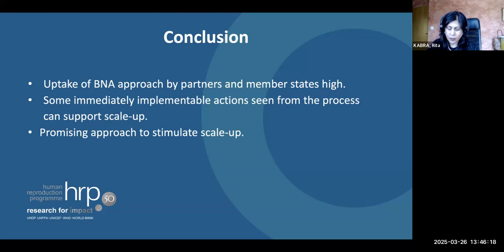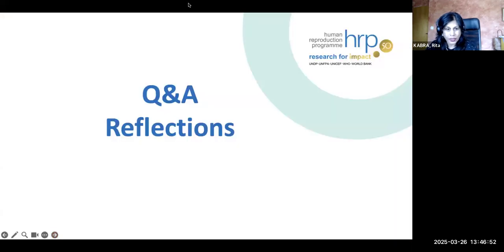And as I just said, there are some immediately implementable actions which can be seen, and they require support for scaling up. So again, we call upon all the partners to support the countries in scaling up the solutions which have been identified by them, so that these context-specific solutions could help in implementing these evidence-based interventions. It's a promising approach and may stimulate scaling up of evidence-based practices. I think we can close here.